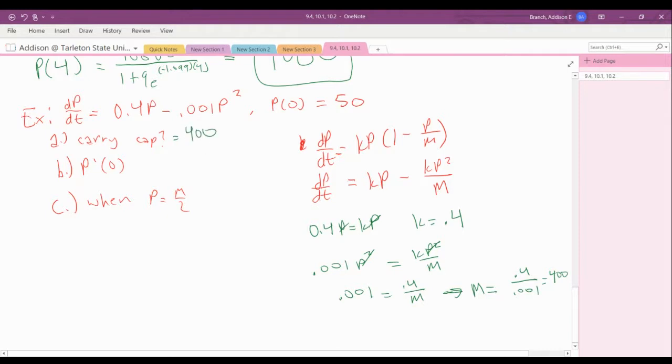So now what they also want to know is, what is P prime of 0? So whenever we're looking at a growth model and they ask for P prime of 0, that is just going to be our initial growth rate.